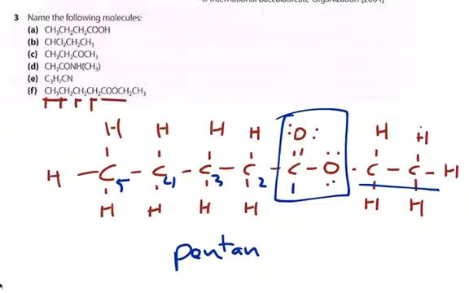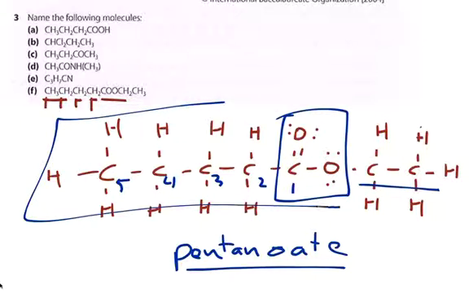Now this, by the way, is a higher level structure. Thankfully, I think for you. The standard level people are thankful. This is an ester, and its ending is an oate. So this is pentanoate. That takes care of this.